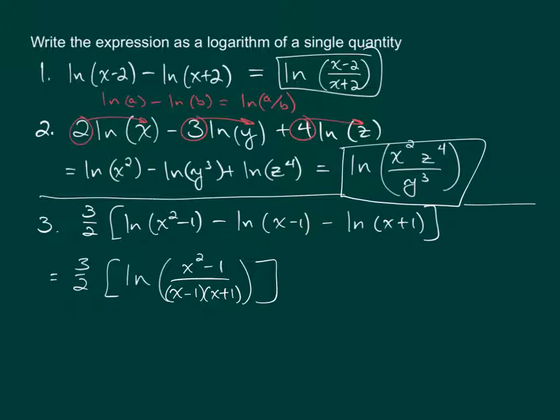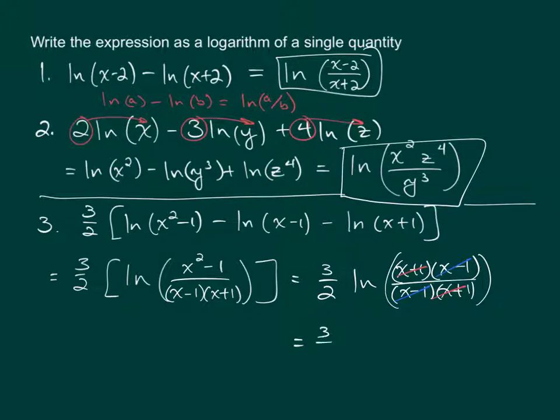So now that we have this, we need to see if we can simplify anything in the argument here. So it looks like we can FOIL out this denominator, or you could factor the numerator. Let's do that. Let's factor the numerator. Get 3 over 2 natural log x plus 1 times x minus 1 all over x minus 1 times x plus 1. And it looks like we'll be able to cancel some things there and cancel something there. Oh, everything canceled. All right, so that means we have the natural log of 1.